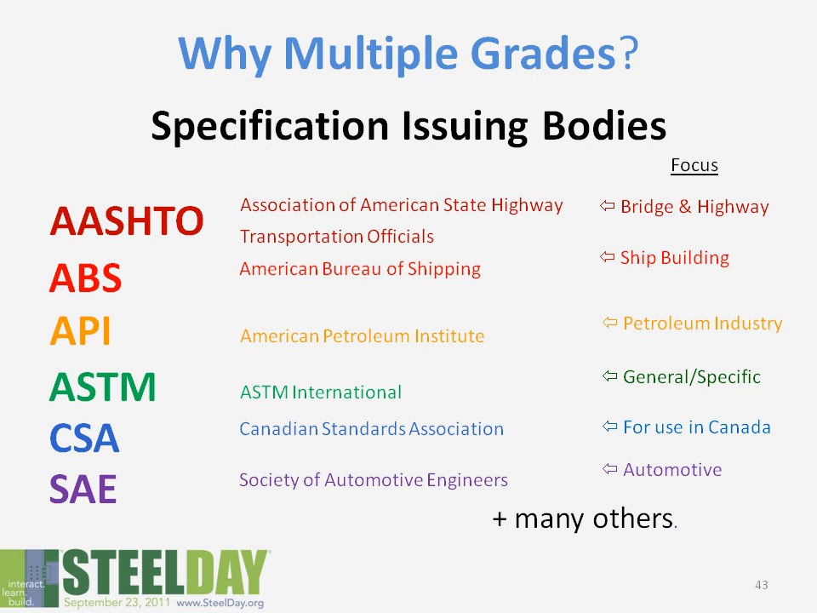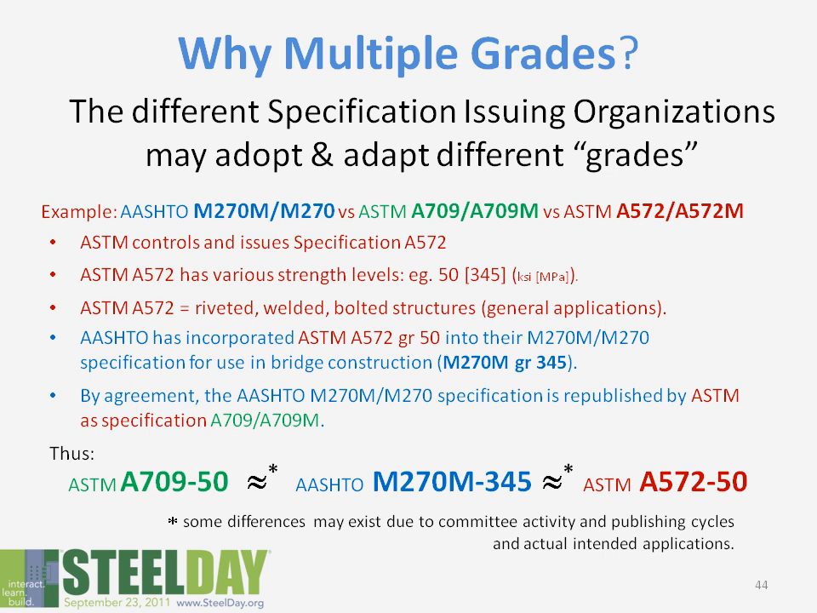Why multiple grades, though? Well, there are different specification bodies who issue grades, such as AASHTO, ASTM, ABS, etc. The difference between them really comes down to what their focus is. AASHTO is bridge and highway. ABS tends to be shipbuilding. ASTM can be for general use, or there can be some specific uses based upon the grade. These different bodies, as they issue the grades, can adopt and adapt different grades.